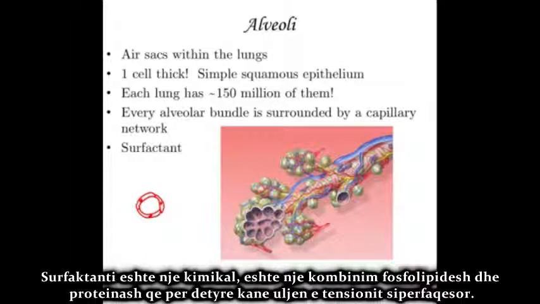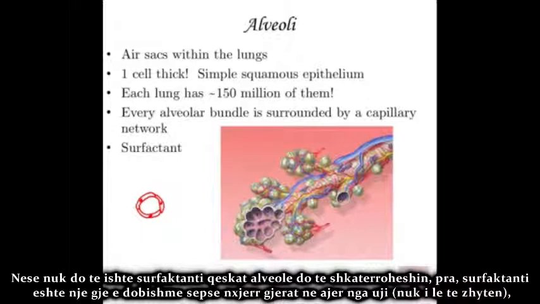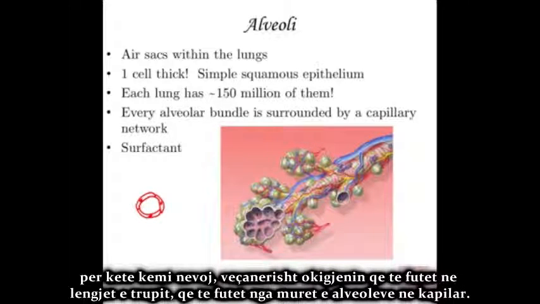Surfactant is a chemical that's a combination of phospholipids and protein that has to do with reducing the surface tension. If it wasn't for surfactant, your alveolar sacs would tend to collapse. We don't want that to happen. Surface tension is a good thing because it has to do with getting stuff out of the air into water. And we want to get stuff out of the air, specifically oxygen, into the fluids of the body, through the alveolar wall and into our capillaries.